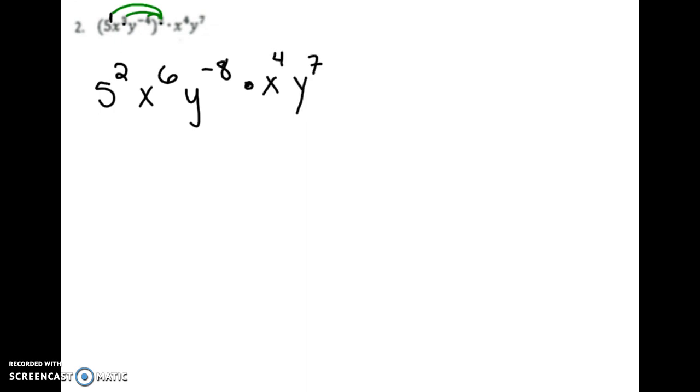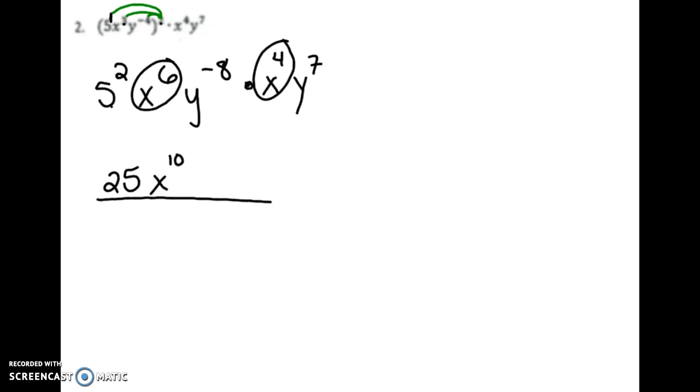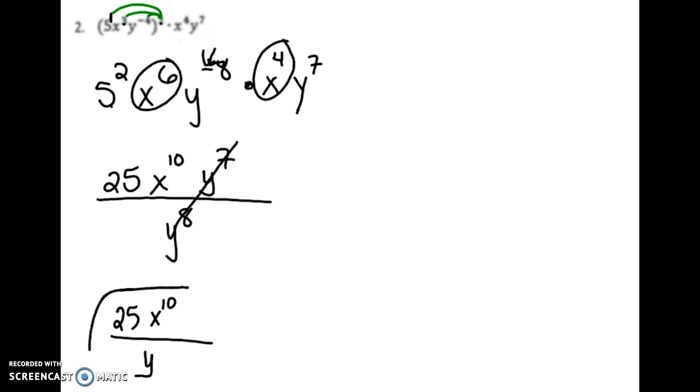And then if I start cleaning things up, 5 squared is 25. My x's, I have x to the 6th and x to the 4th. So that's going to be x to the 10th. And we have a couple different things we can do here. I just really don't like negative exponents, so I'm going to move this one down to the bottom. So now it's positive y to the 8th. And then we've got this y to the 7th up top. But we can't leave a y in both the top and the bottom. So we still have 25x to the 10. Y to the 7th cancels into y to the 8th. And then there's just one y left in our denominator.